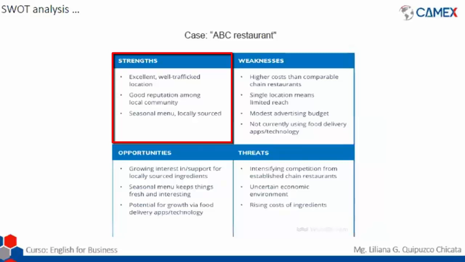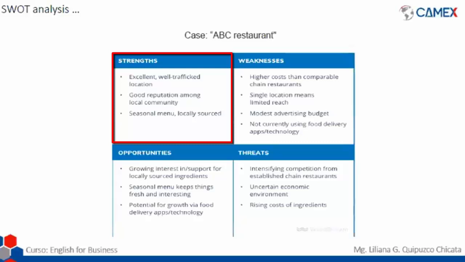So it means that the strength of our restaurant would be that we are maybe in a huge avenue that has a lot of people coming in, coming out, passing by. So we will have a well-trafficked location, so it means that we are going to have a lot of clients. Another strength would be a good reputation among the local community. This would mean that we have really nice food, so people like our food and they talk to their friends and they make a good reputation for us.